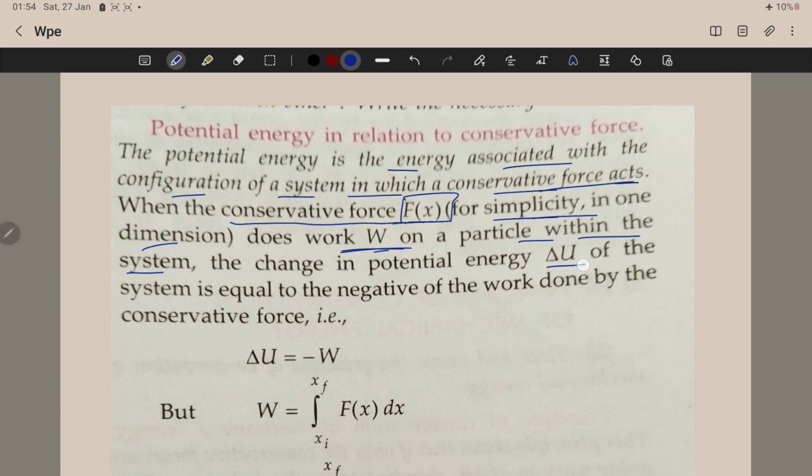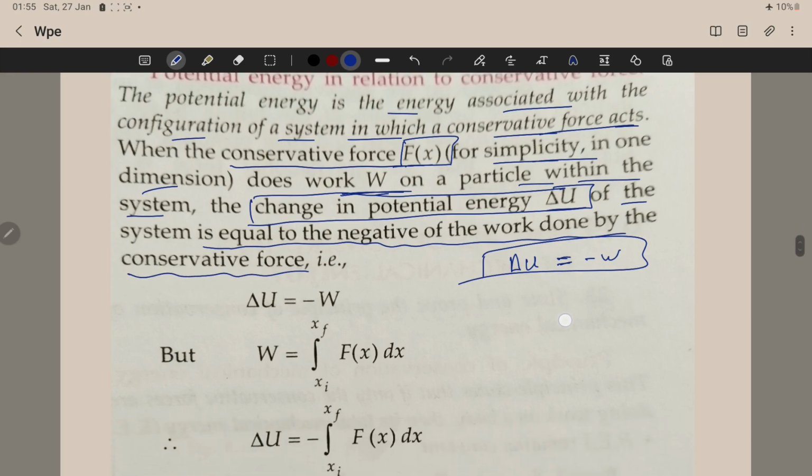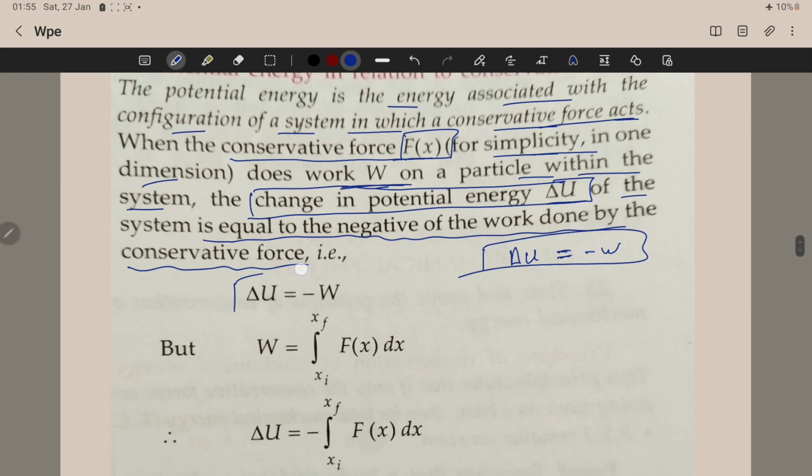So the change in potential energy of the system is equal to, just like we have the work energy theorem, that change in kinetic energy is equal to work done, a similar statement we have here. The change in potential energy, which we represent by delta U of the total system, is equal to the negative of the work done by the conservative force, because we have to do work on the system, so work done is negative. So delta U is equal to negative of the work.